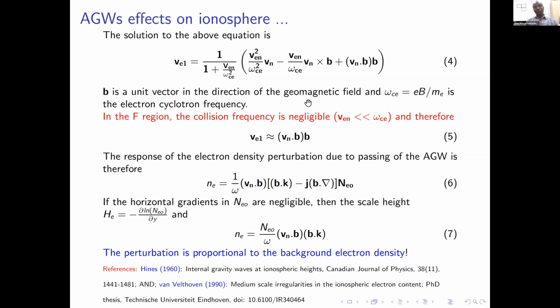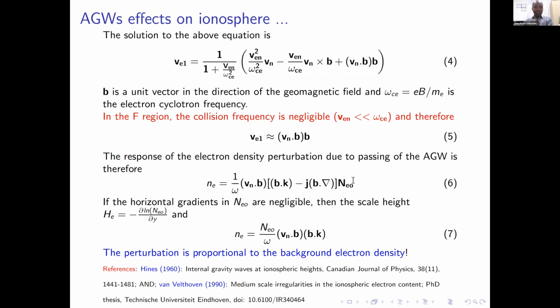Now, let's make an assumption that we are working within the F region, and as we know, the collision frequency within the F region can be neglected, and therefore our VE1 in equation 4 is going to reduce to equation 5. And therefore, the response of the electron density perturbation as a result of the gravity wave propagating through the ionosphere can be written as equation 6. Now, we can make further assumptions, which will lead into equation 7.